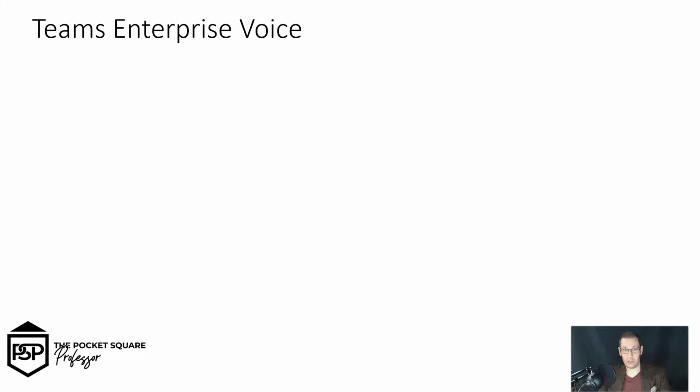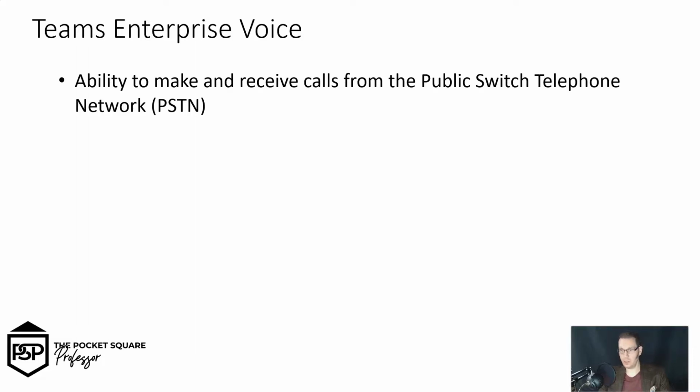So if I actually need to call people, I can do that. I can make and receive calls from the public switched telephone network. I can call somebody's cell phone, or they can call me, or if I'm away from my desk, I can forward it to my cell phone, whatever I want to do. That's the cool part about it, because we can integrate this into the soft client, we can dial it directly, we can use our little device that we have.